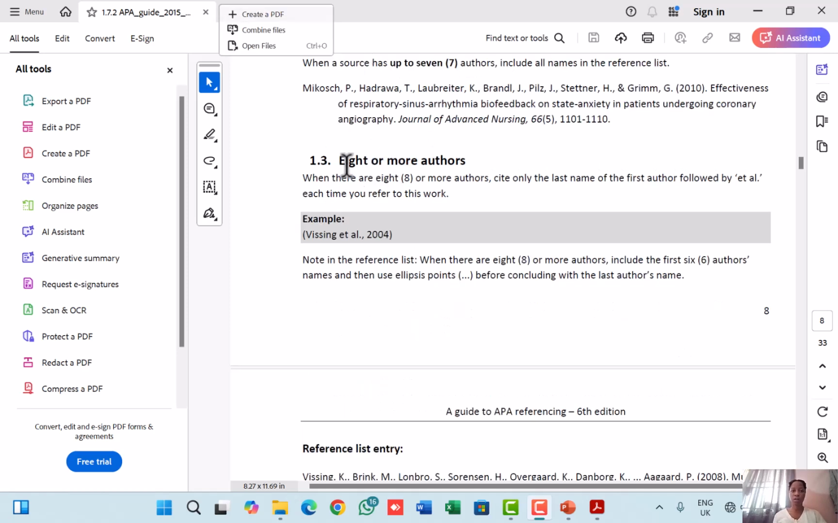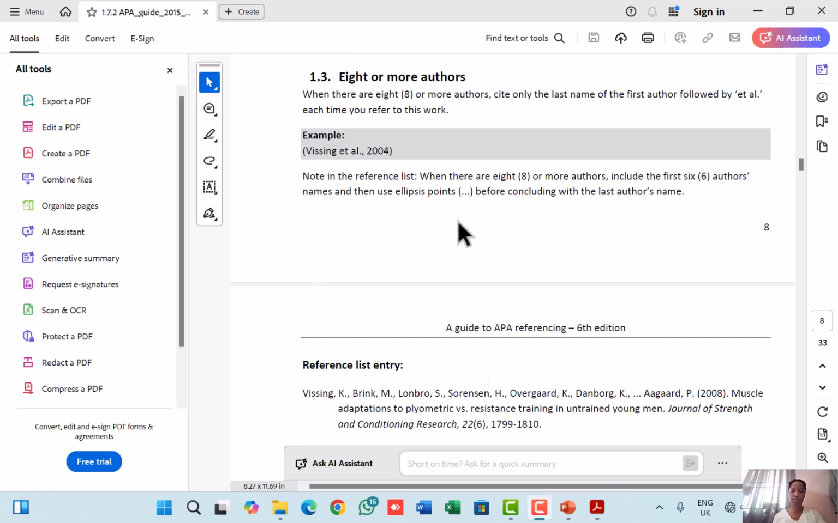Then we have a rule when there are 8 authors and more. The other rule was for 6 up to 7. So this is 8 and more. You only cite the last name of the first author, followed by et al. But when you come to the reference list, you only write the names of the first 6 authors. Don't put all 8. For the former one, 6 to 7, you put all the names of the authors. But for 8 and more, you only put the first 6 authors, and then you include the year and all the other titles. You don't put 8. Put 6 only, the first 6, in the reference list. This is how you put it in the list. Remember, there were 8 authors.